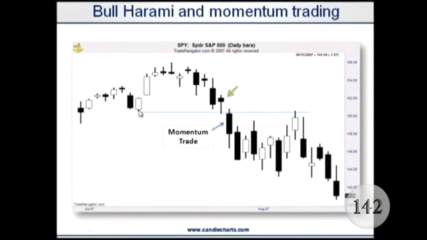Although, as I mentioned before, I don't normally use the Harami as a momentum trade, I would see this piercing pattern, and that I would use as a momentum trade. If the market closes under the piercing pattern, we would use that as a momentum trade. So here we had the change of polarity, old support becoming a resistance area.